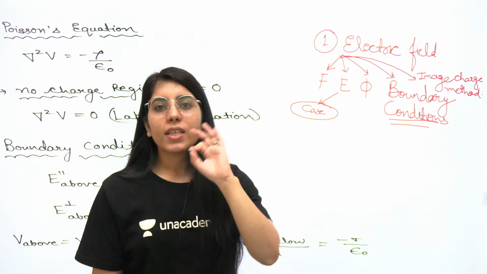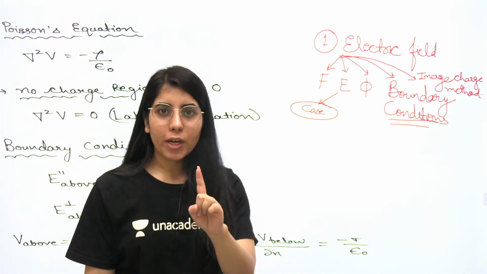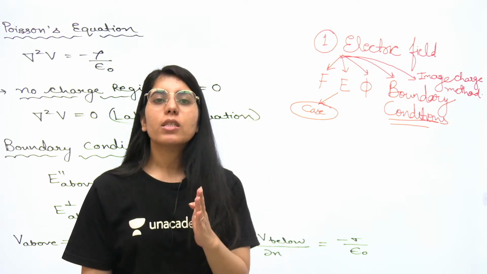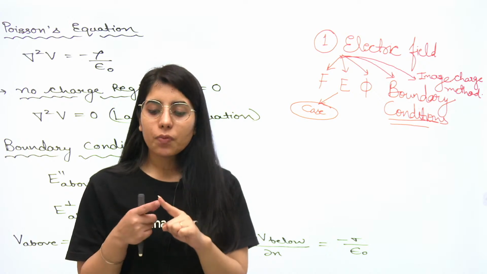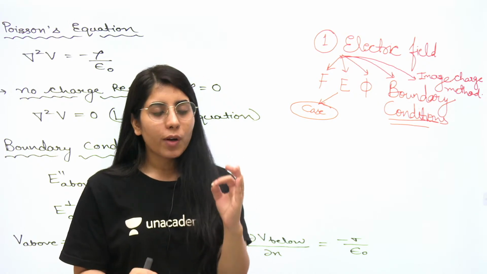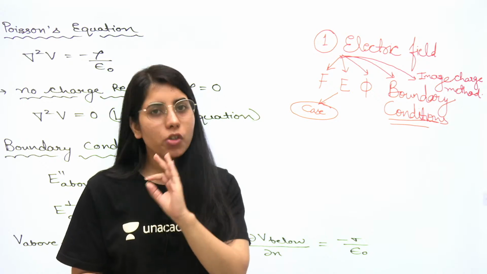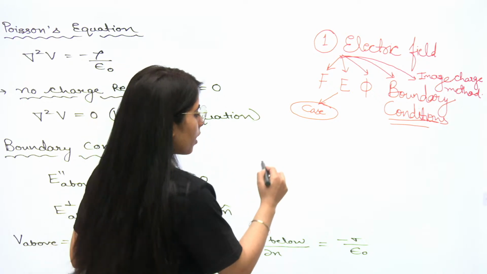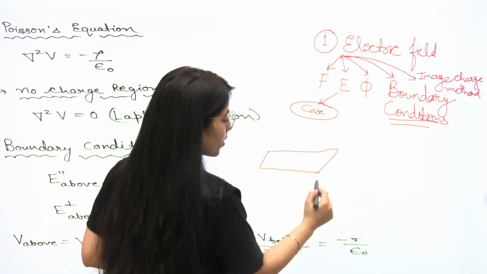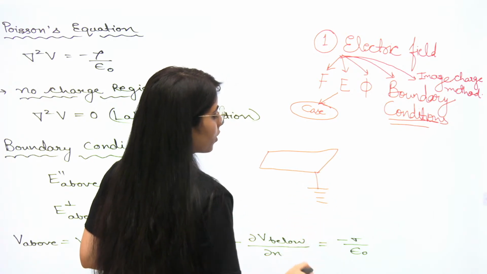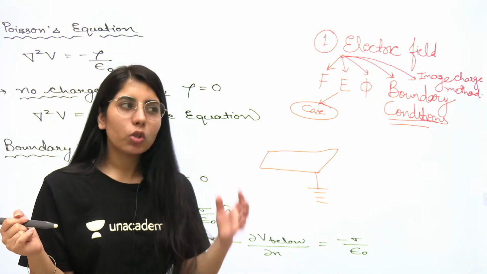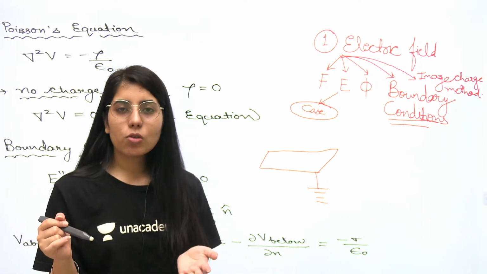When we are talking about the image charge method, the first point is when to apply this method. Whenever you are given an infinite grounded conducting sheet, like this, let's say this is an infinite grounded conducting sheet. They can even say just grounded conducting sheet, because in some questions they mention it in this way too.